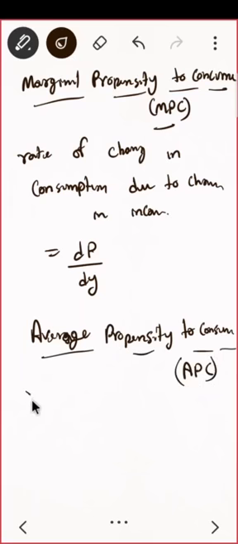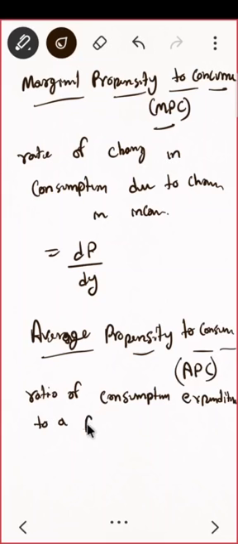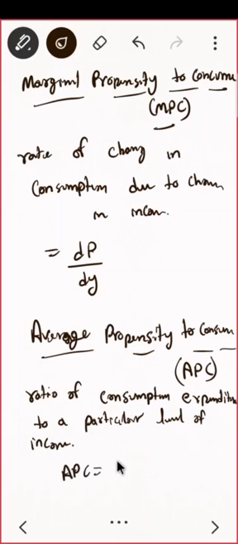It is the ratio of consumption expenditure to a particular level of income. So APC is given as P upon Y, where P is your consumption and Y is income. Maybe I should have mentioned somewhere: P is consumption and Y is income.